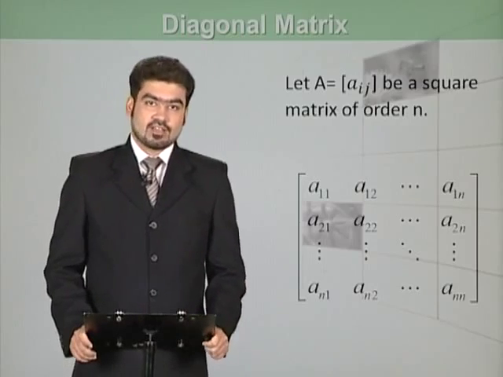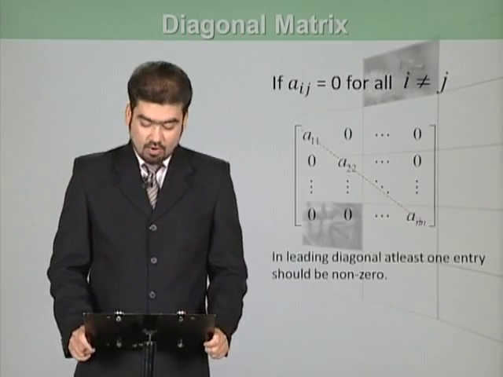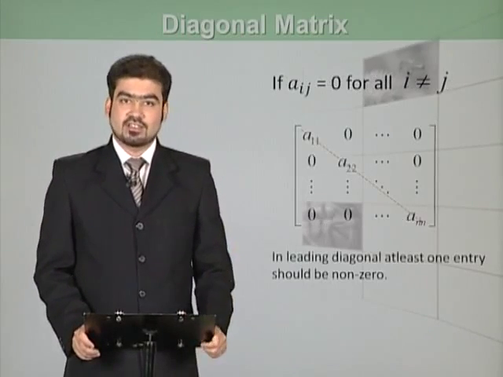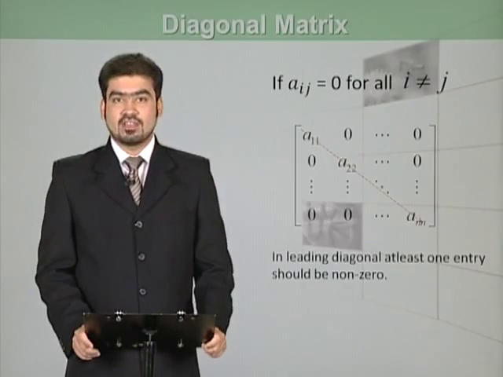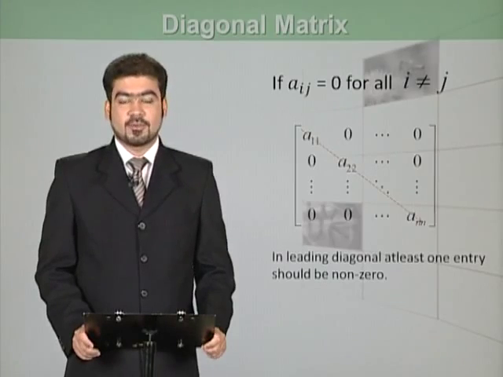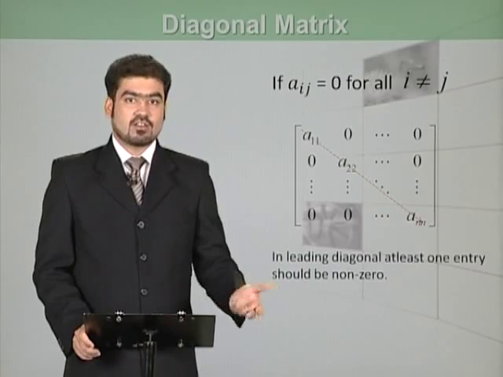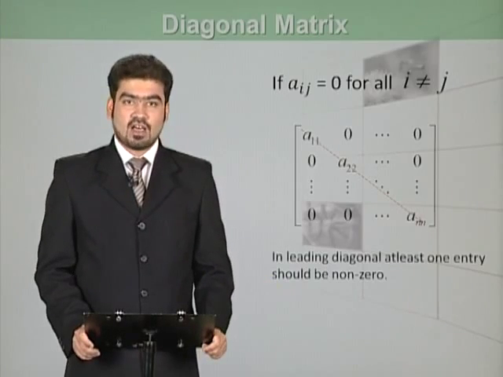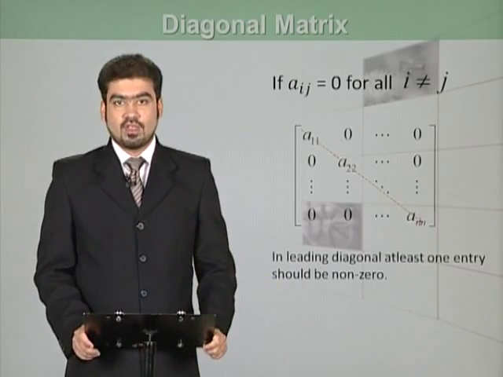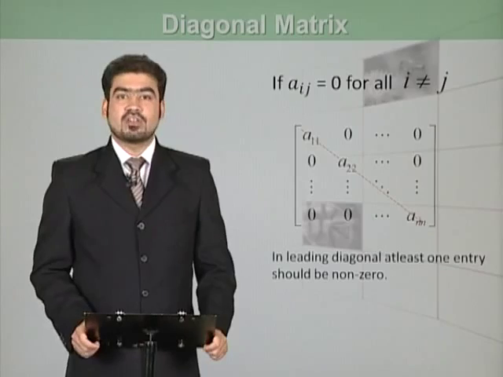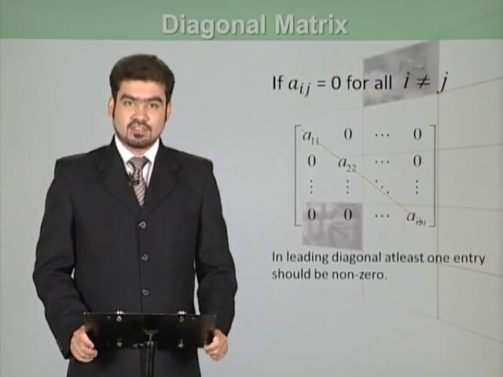Now what is a diagonal matrix? If we have all the elements other than the diagonal elements 0, then that matrix will be called a diagonal matrix. Let's say A11, A22, A33, which are of course diagonal elements, are non-zero, or at least one element should be non-zero, and all the other elements of that matrix are 0, then this matrix is called a diagonal matrix.